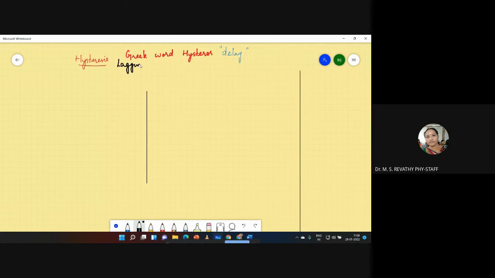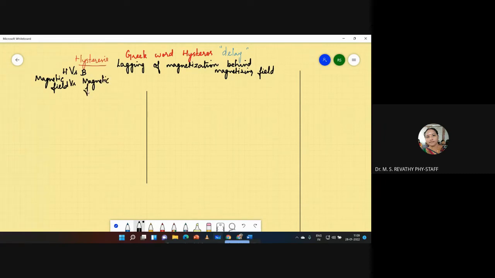Lagging of magnetization behind magnetizing field. So this is a small definition you can see. Actually, hysteresis is nothing but a graph which is plotted between magnetic field and magnetic flux density. So graph plotted between magnetic field and magnetic flux density.